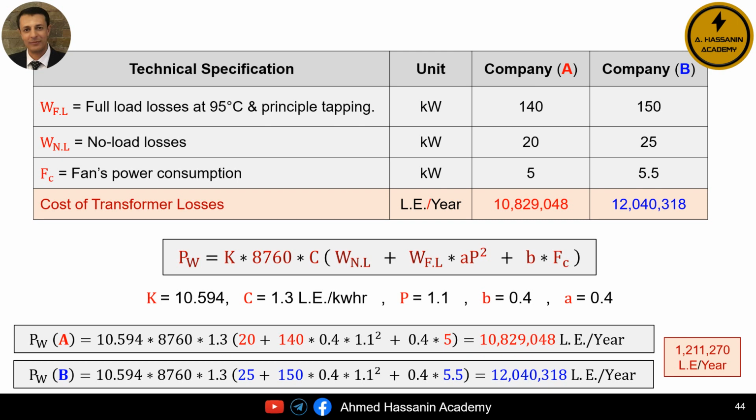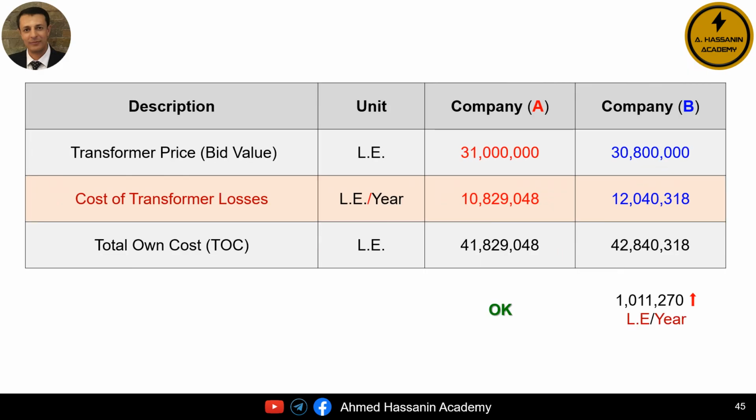Therefore, we will notice that the transformer offered by company B will incur losses valued higher than the transformer offered by company A by an amount of 1,211,270 Egyptian pounds during 1 year. Therefore, after adding the cost of losses for each offer or for each company, the total cost of the transformer offered by company A turns out to be cheaper than that of company B by an amount of 1,011,270 Egyptian pounds. This is despite the fact that before calculating the losses, the offer from company B appeared to be the cheaper option.